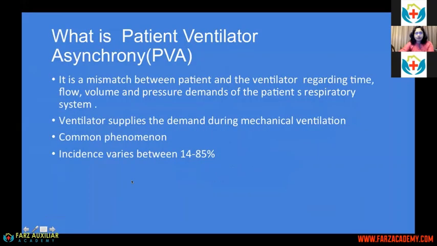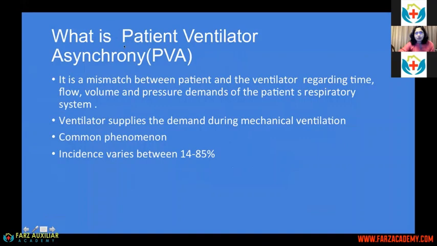So I'll keep the lecture very short and precise and to the point, because this patient ventilator asynchrony, as I said, is considered a kind of complication after mechanical ventilation has been instituted. But it is something which is very difficult to tackle. It should be easily identified. And if you're timely intervening, it can be very well handled as well.